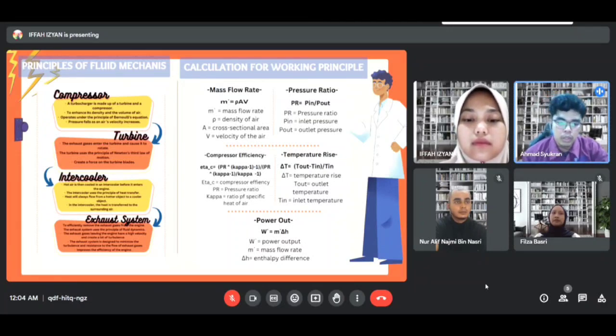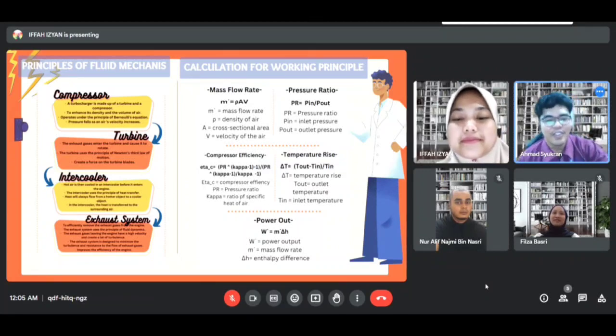Okay, we go to the calculation for working principle. The flow process of the turbocharger can be analyzed using a number of equations and calculations, which are based on the principles of fluid mechanics. Here is a simple calculation of the flow process of the turbocharger.